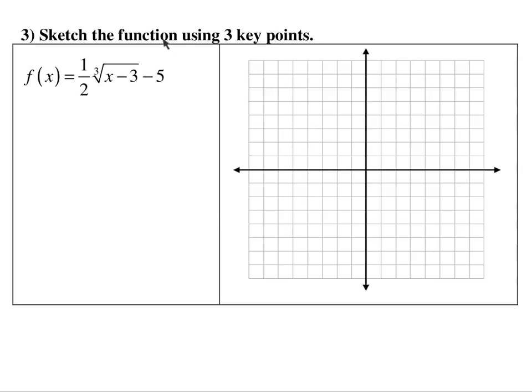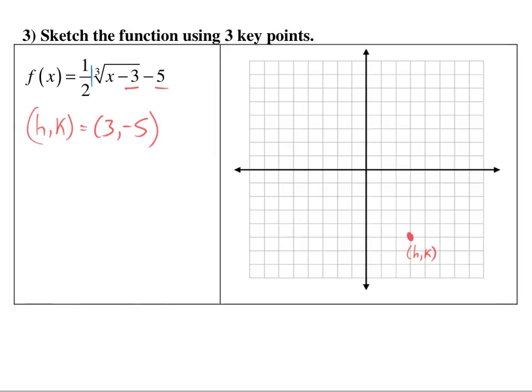So last, we're going to sketch this cube root using 3 key points. So I don't need the table here. I want to get the 3 key points. To start this off, to get your 3 key points, I first need to find h and k. So hk is going to be 3, negative 5. And then I'm going to plot that. 3, 1, 2, 3, 4, 5, negative 5 is right there. That right there is hk, 3, negative 5. Then I'm going to find my a value, which is right here in front. There's my a value. My a is 1/2.